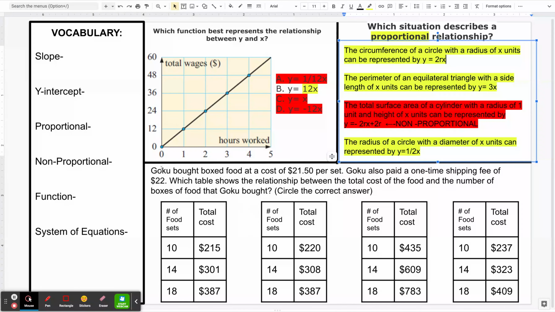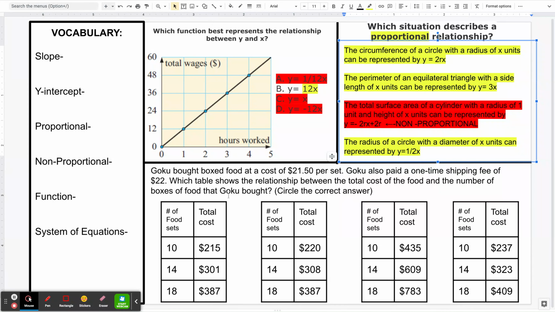Now, our last one. Goku bought boxed food at a cost of $21.50 per set. Goku also paid a one-time shipping fee of $22. Which table shows the relationship between the total cost of the food and the number of boxes of food that Goku bought? And it says all you have to do is circle the correct answer. So is it this first table, the second table, the third table, or the fourth table?